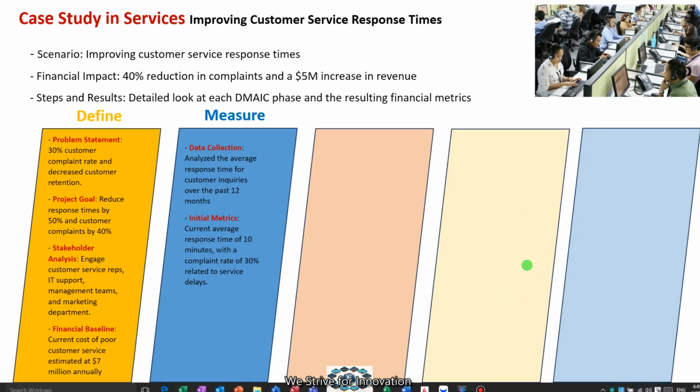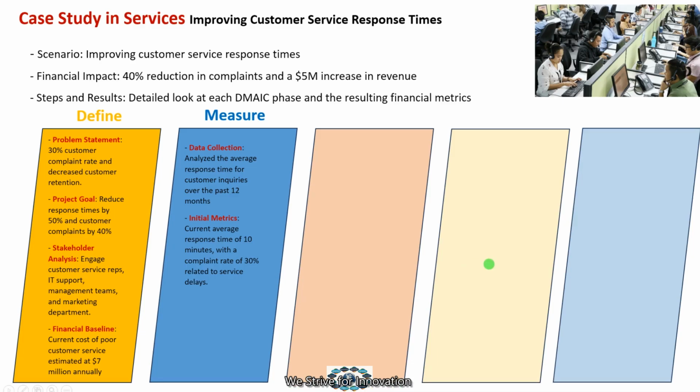Then what would be your baseline measurement? It will be detailed tracking of customer interaction, response time, and follow-up satisfaction survey. Now we're going to move to the analyze phase. In the analyze phase, you're going to start first with what? Root cause analysis, where you will identify key bottlenecks, including understaffed service hours and outdated CRM software.